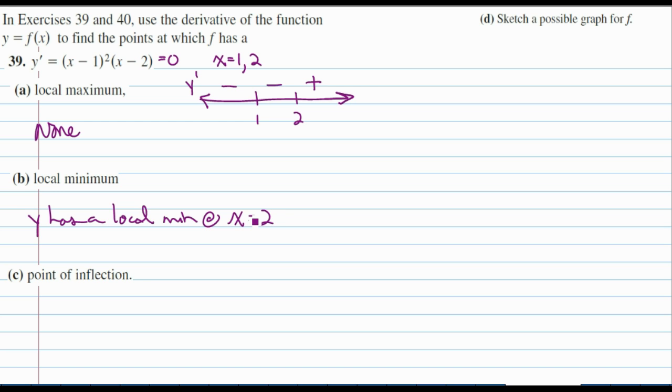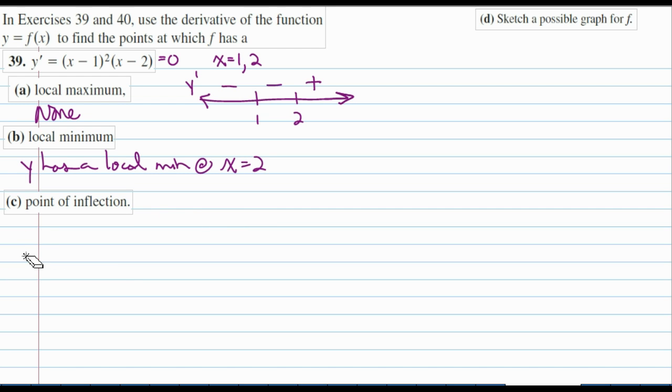Now a point of inflection has to be found by the second derivative, so that's going to involve a little bit more work. Now you may be thinking to yourself, okay, do I multiply all this out and then take the second derivative? Well, you could, but then you'd have to factor that. I mean, that is definitely an option. I'm going to choose to use the product rule.